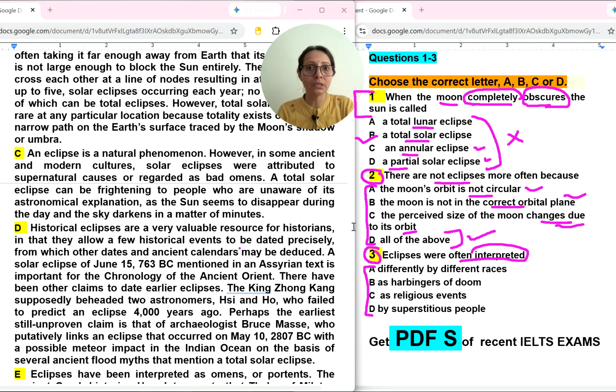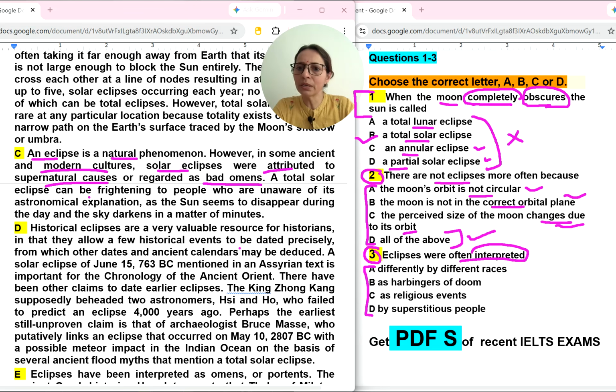Let's read this C number paragraph for the third number question. An eclipse is a natural phenomenon, however in some ancient and modern cultures, yes, human involvement is here, solar eclipses were attributed, here meaning were thought or considered, to supernatural causes or regarded as bad omens. Bad omens like bad signs, or you can say in my language it is negative energy, or I don't know how to explain this, bad omens. Okay, so eclipses were attributed to supernatural causes or regarded as bad omens.